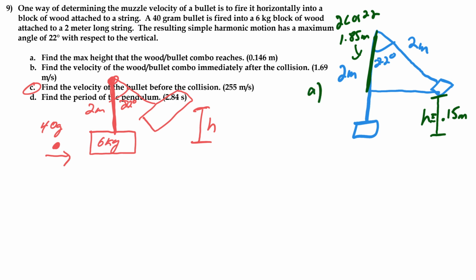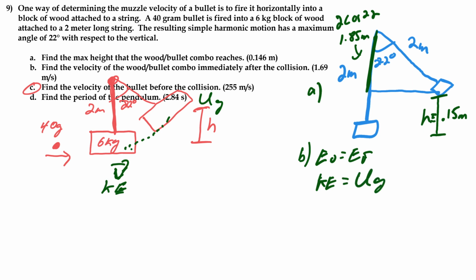So letter B then, we're going to find out how fast this was moving right after getting hit by the bullet. For this, we're just going to use conservation of energy. Notice that this block has some kinetic energy after being hit by the bullet, and then as it rises up, that's changing into gravitational potential energy. So for B, we're just going to use energy conservation. We have kinetic energy after getting hit by the bullet.